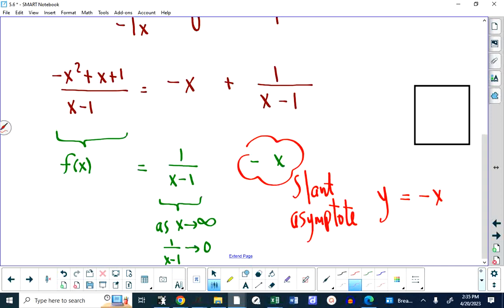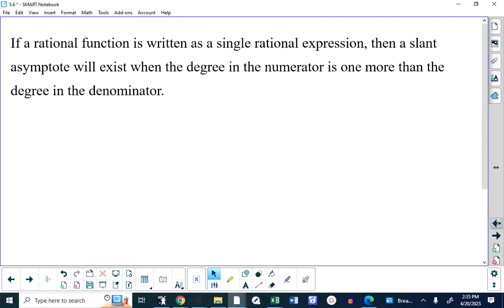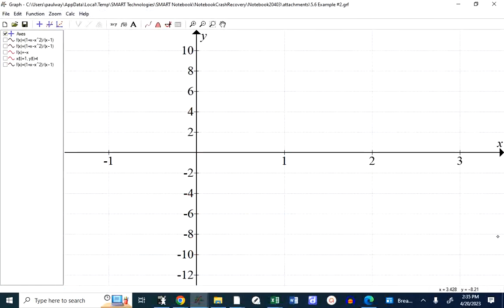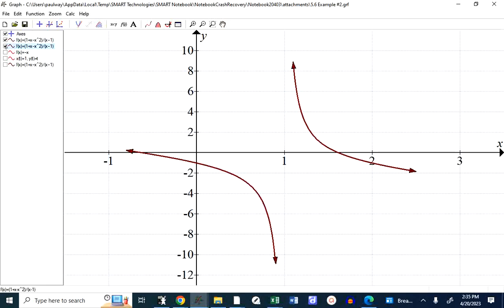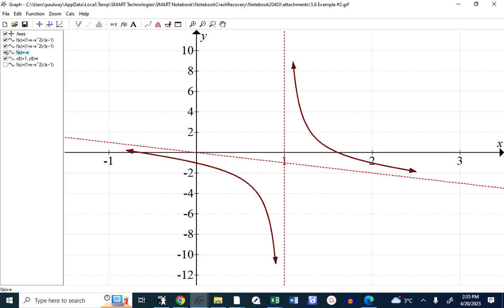We can take a quick look at this. I mean, I already showed it to you. Here's the function in its entirety, just extended out, but I just like to have the arrows on there. There does happen to be a vertical asymptote at 1. I don't know if you can read that, but it says f of x equals negative x. That's the slant asymptote, and it lines up. Any questions with that example?